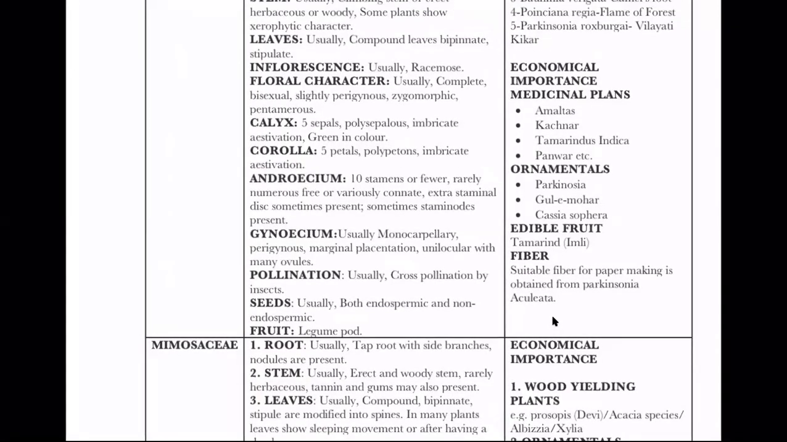Calyx. अब कैलिक्स पे हम आ गए. फर्स्ट वर्ड जो था गेमोसेपलस, पॉलीसेपलस, इम्ब्रिकेट एस्टिवेशन, ग्रीन एंड कलरिंग. ये चारों चीजें हमने अभी पहले पढ़ी थी. ठीक है? देन वी कम टू पेटल्स. कॉरोला, 5 petals, polypetalous, imbricate estivation. Okay, let's go over that once more.